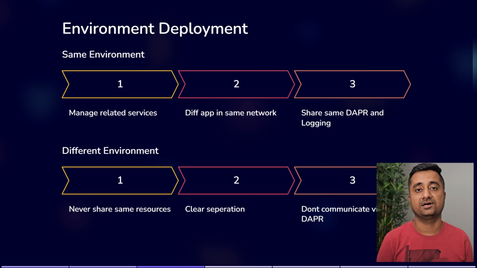So when you're doing container apps, the main important thing is environments. You could do environment deployments in two ways. Either you could choose to have one single environment shared between multiple container apps, or you can have different environments. Why would you choose one over the other? Let's look into it. The same environment, basically, if you're managing the same related services, or if you're using different apps within the same network.